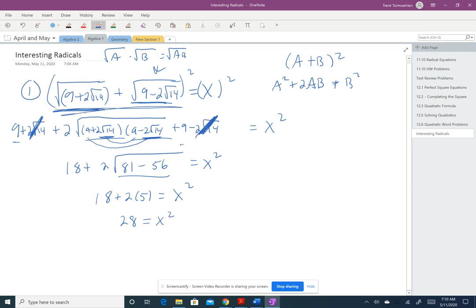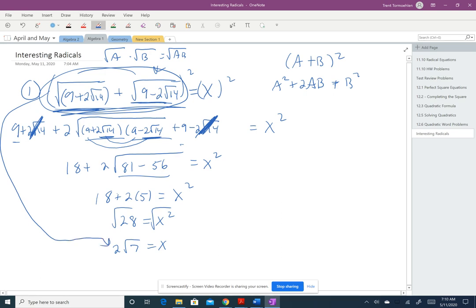So when we squared this, what we actually came up with is 28. We don't want to know what x squared equals. We want to know what x equals. So we're going to finish the problem by taking the square root of both sides, which gives us 2 root 7. Now what we've done is we've taken this complicated thing and recognized, wait a second, it's equivalent to this much less complicated thing.